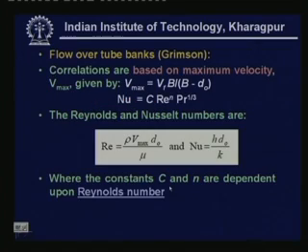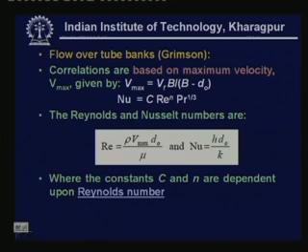Now, let us look at flow over tube banks. For flow over tube banks, Grimson has proposed a correlation, and the correlations are based on the maximum velocity V max. V max is where the area is minimum. So, V max is nothing but V_f into B divided by B minus D naught, where V_f is the phase velocity, B, as you have seen, is the center to center distance between tubes in a particular row, and D naught is the outer diameter of the tube.